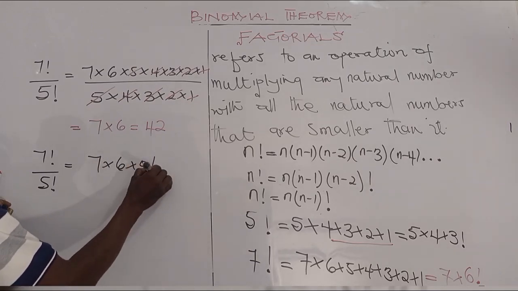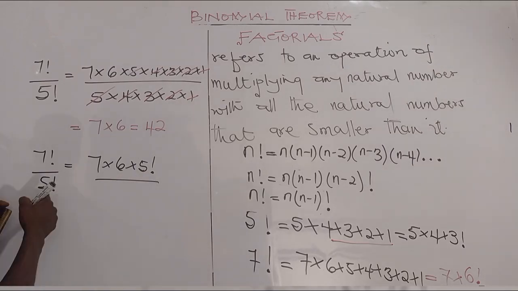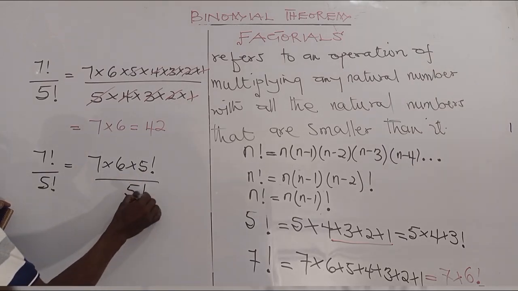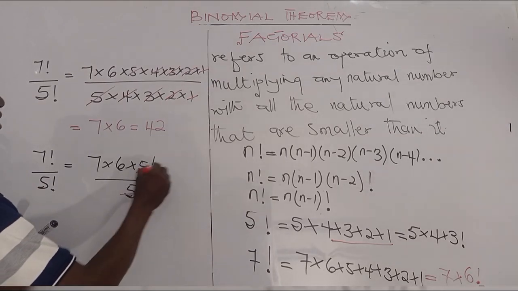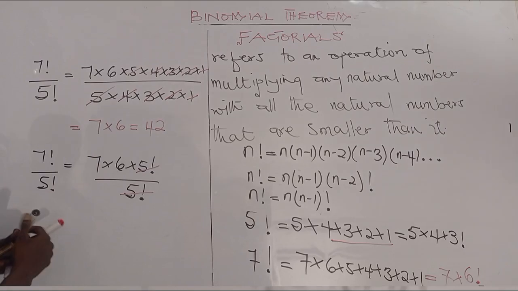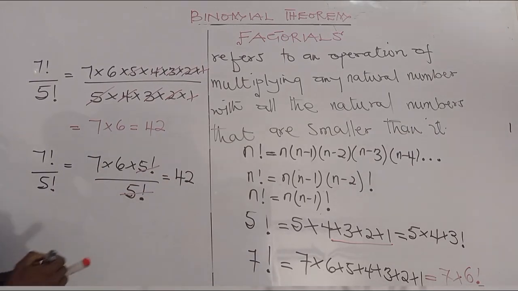Now with this same example, 7 factorial all over 5 factorial, we can write it as 7 times 6 times 5 factorial, because we have 5 factorial here, so we can end here. Then we have our 5 factorial, so at the end 5 factorial cancels 5 factorial, and we are left with 7 times 6, which gives us 42. Very, very easy and simple.